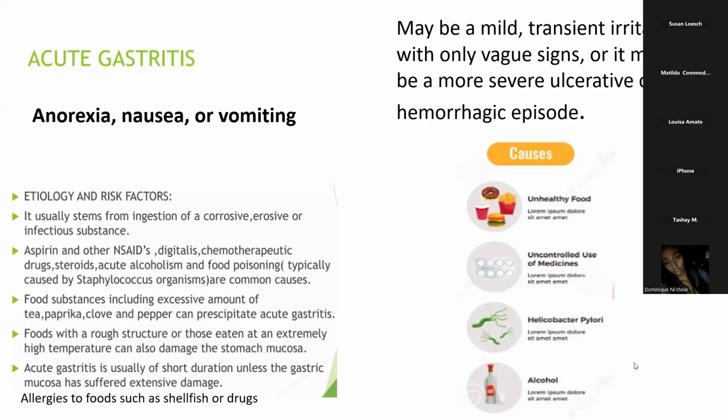Okay, so some things that could cause this are really hot peppers, NSAIDs, and alcohol. You know, when they do those ghost pepper challenges, that's fun today, but tomorrow your stomach may not think it's so fun. Other things that could also cause this are allergies to shellfish or certain drugs. Any questions on that?